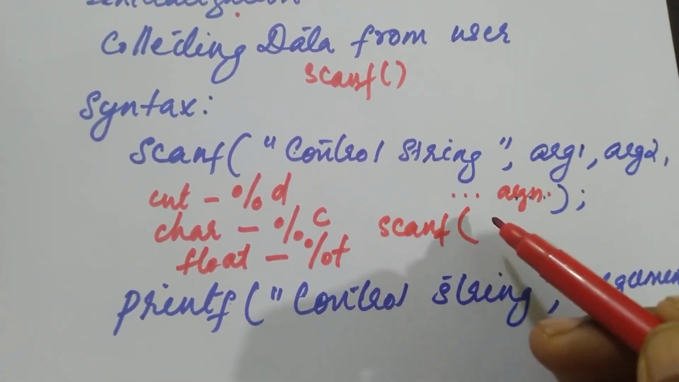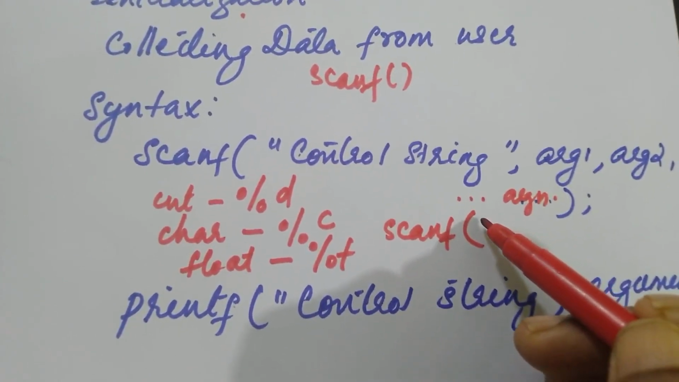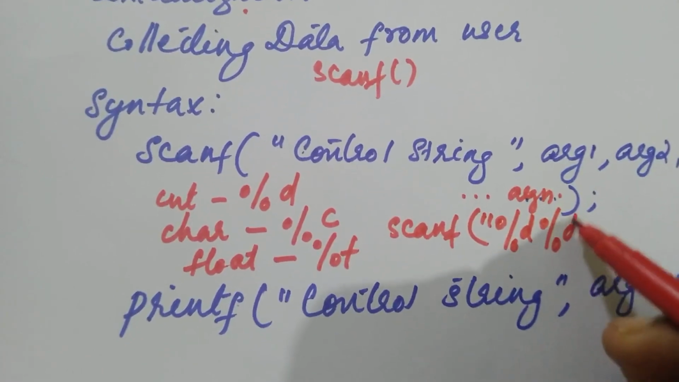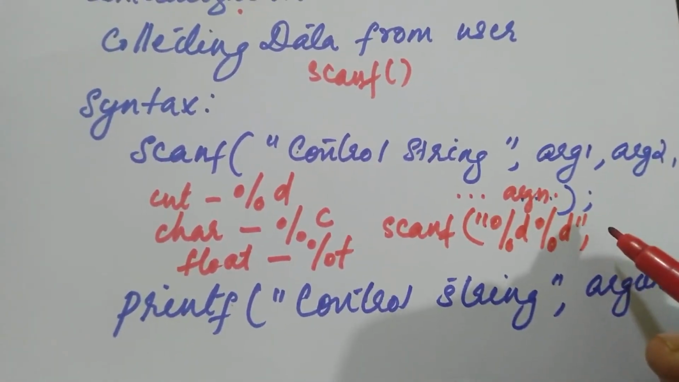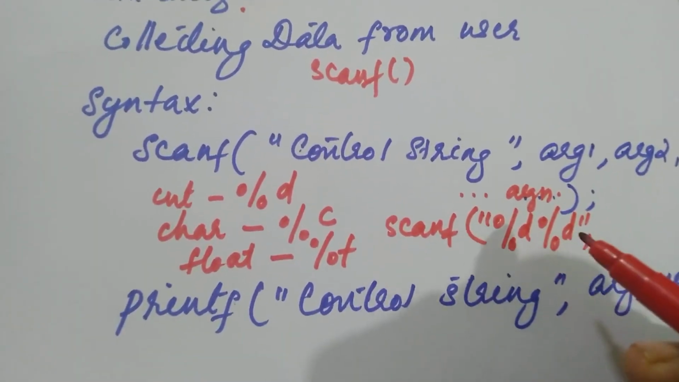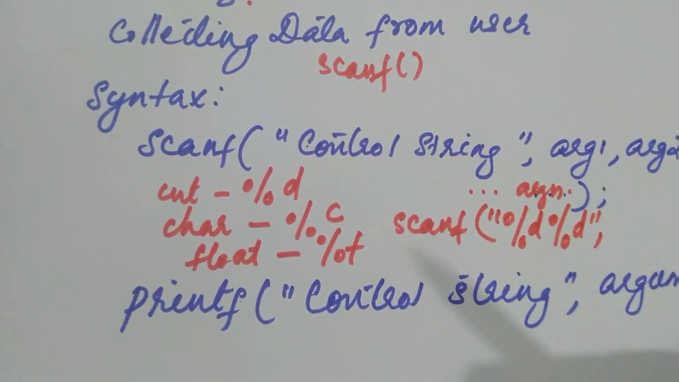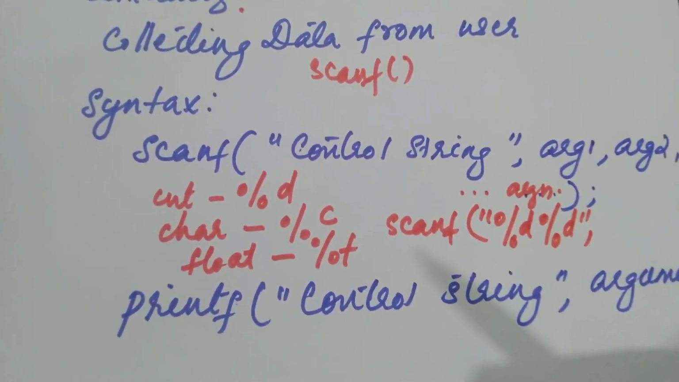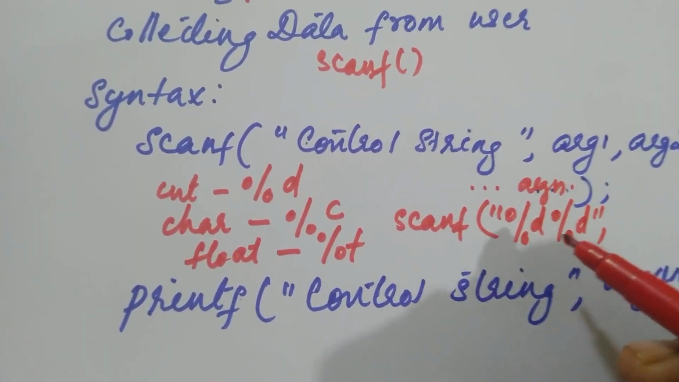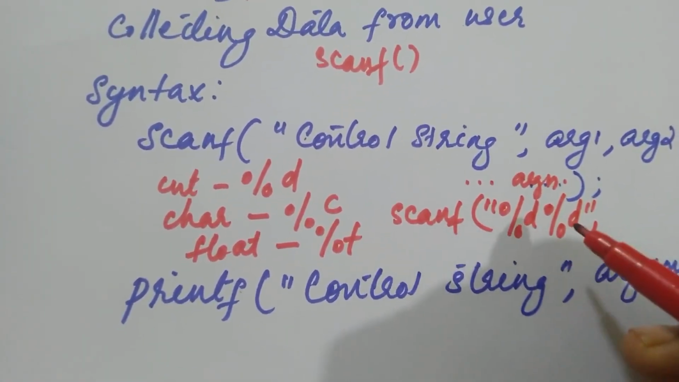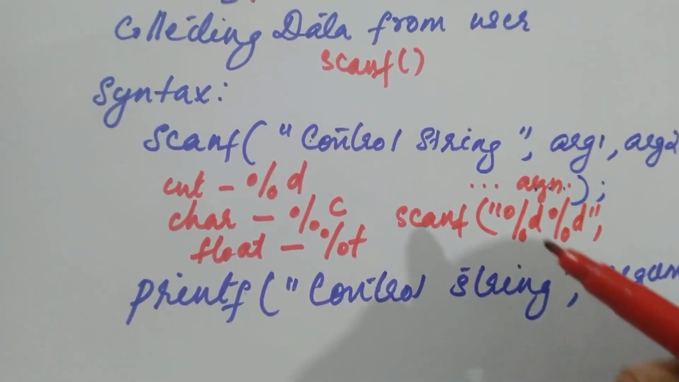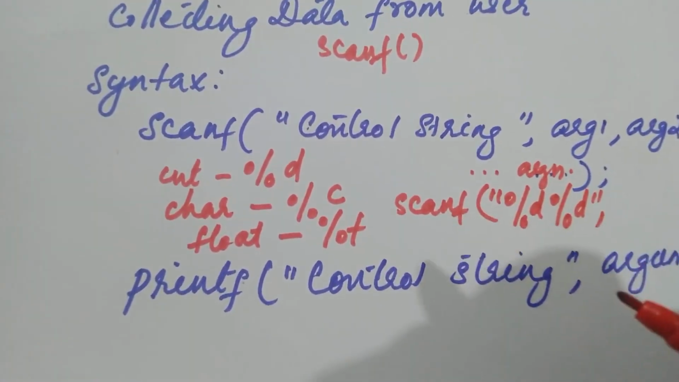So if you want to read two numbers, you can give scanf %d, %d. This is known as a control string. The number of type specifiers will be equal to the number of data items which we are planning to read from the user. If you are reading two numbers, you can place two %d, whereas if you are planning to read one number and one character, you have to place one %d and one %c.